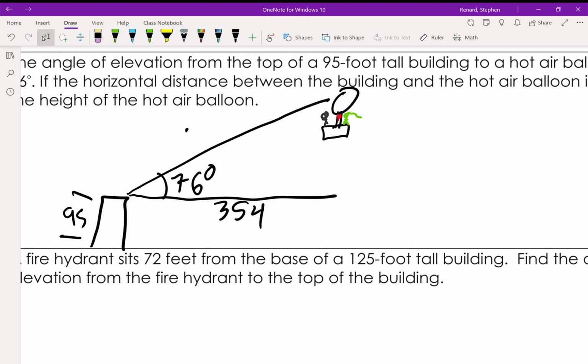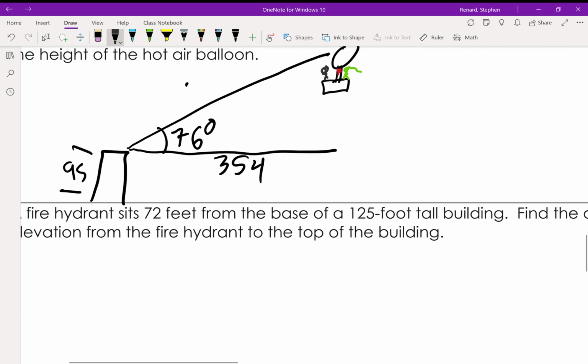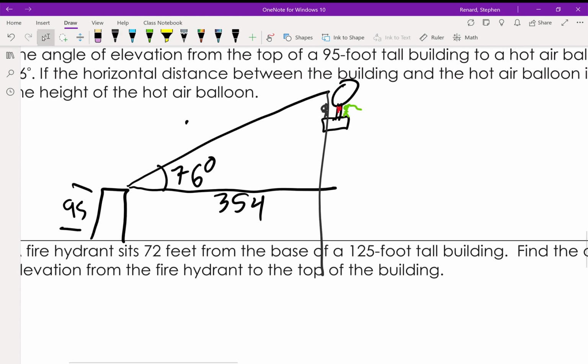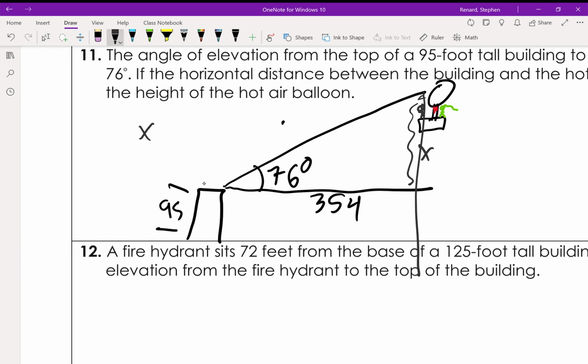So what we want to know, and this is really important that you read the question, is the total height. How high is that hot air balloon off of the ground? Keep in mind that when we use sine, cosine, or tangent, what we're going to be finding is this length right here. So if I call this x, our ultimate answer is going to be x plus 95, because our horizontal is starting 95 feet in the air.